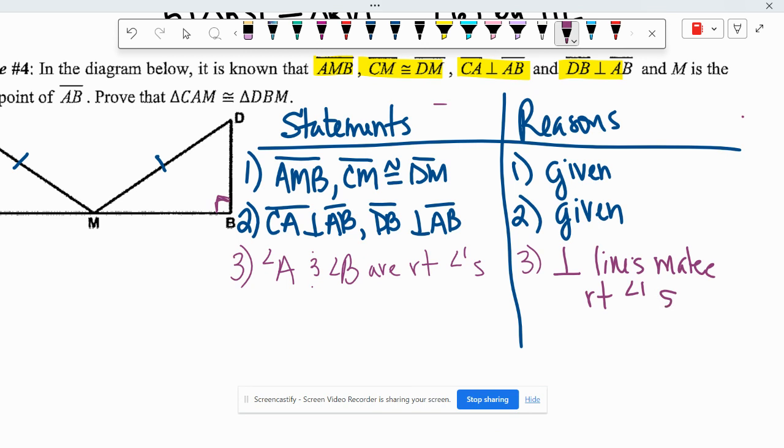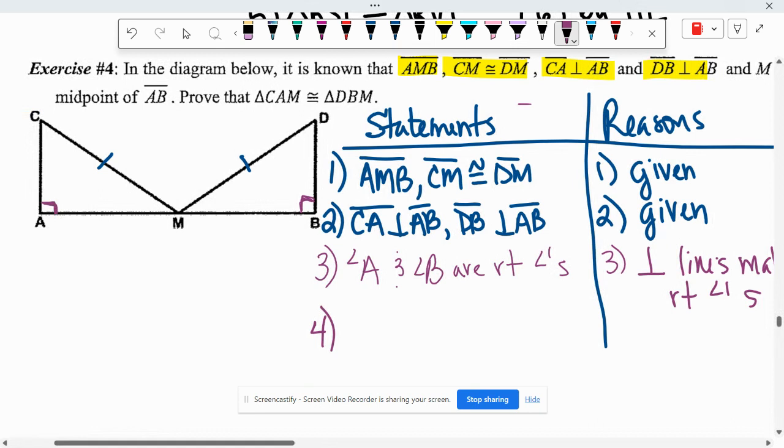That says make. Sorry, I know that looks really crappy, but it's a big fat stylus. Perpendicular lines make right angles. So now I have two right angles in each one of my triangles. So now what can I say about my triangles?